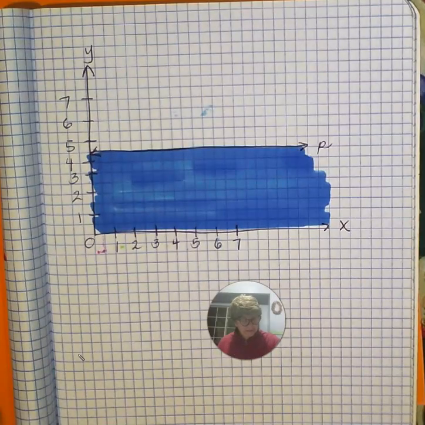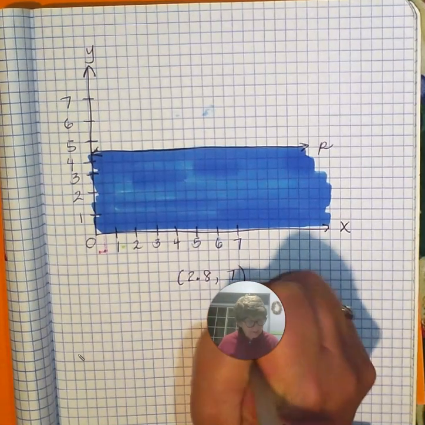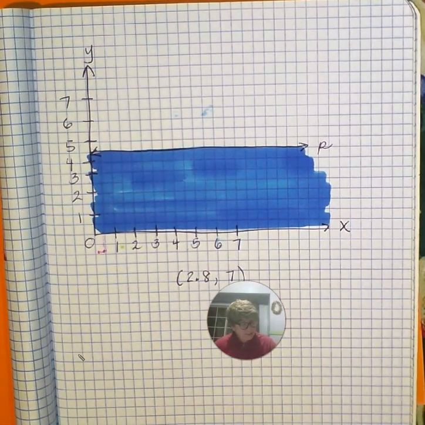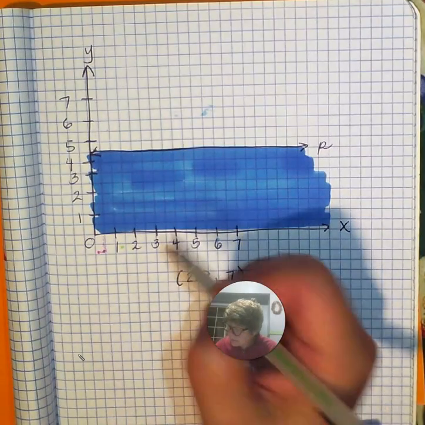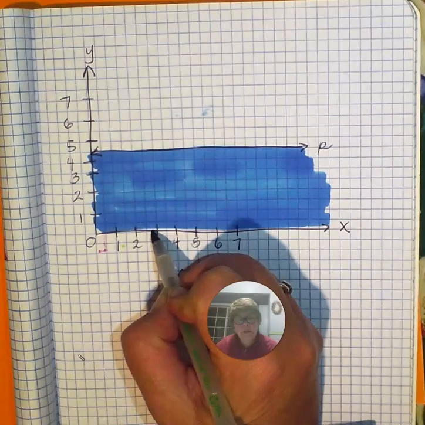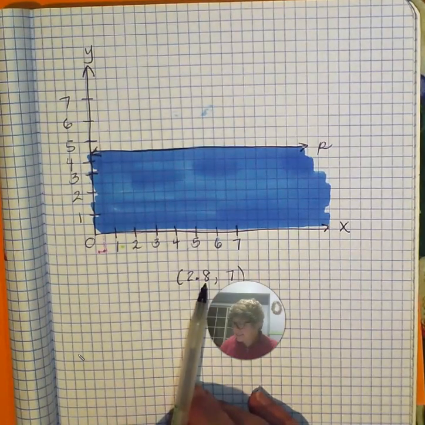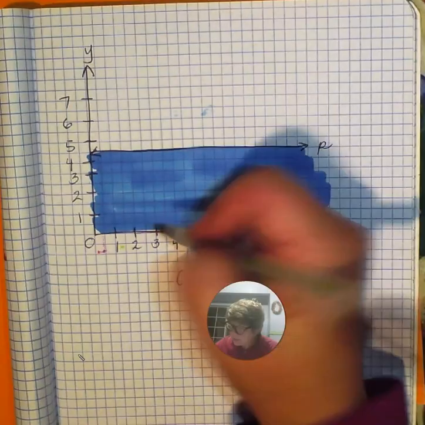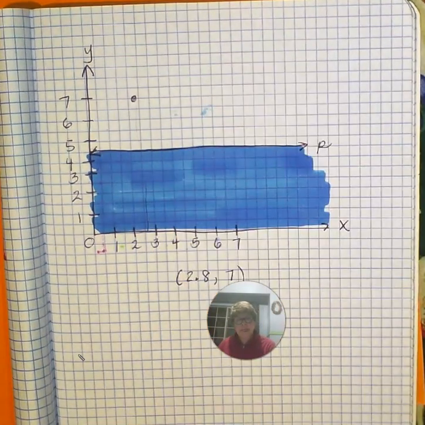Blake says that point 2 8/10, 7 is in the blue portion of the plane because the x-coordinate is less than 4.5. Is Blake correct? Well, we could just plot it, right? 2 8/10 is going to be between 2 and 3. 2 8/10 is x, and 7 is y. So 2 8/10, 7. That is not in the blue region, Blake.